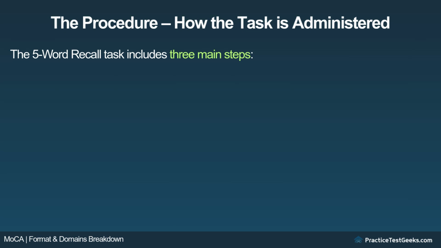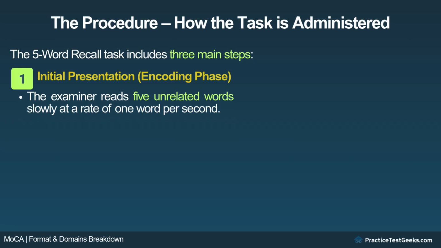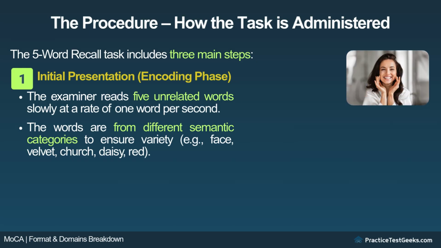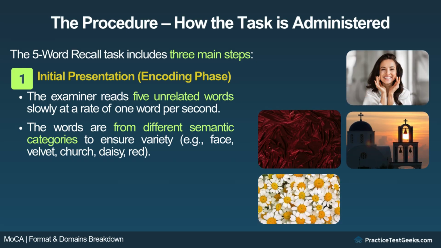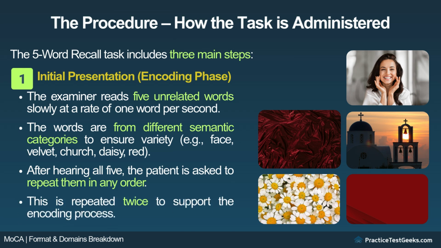The 5-word recall task includes 3 main steps. Step 1. Initial presentation, encoding phase. The examiner reads 5 unrelated words slowly at a rate of 1 word per second. The words are from different semantic categories to ensure variety. Example: face, velvet, church, daisy, red. After hearing all 5, the patient is asked to repeat them in any order. This is repeated twice to support the encoding process.